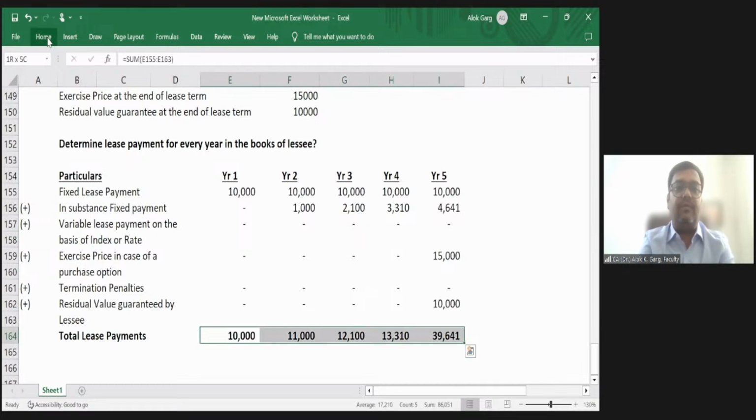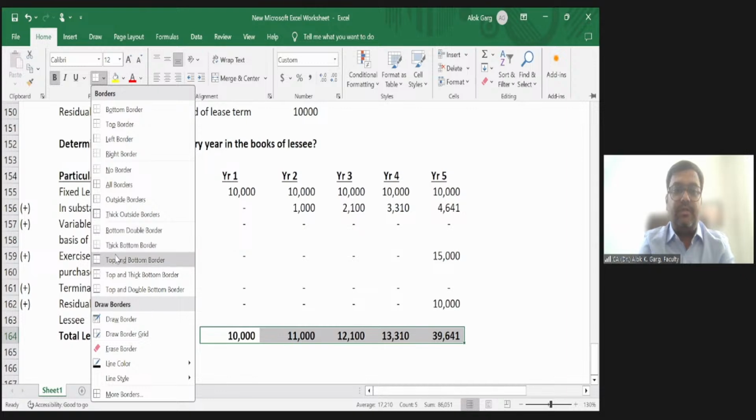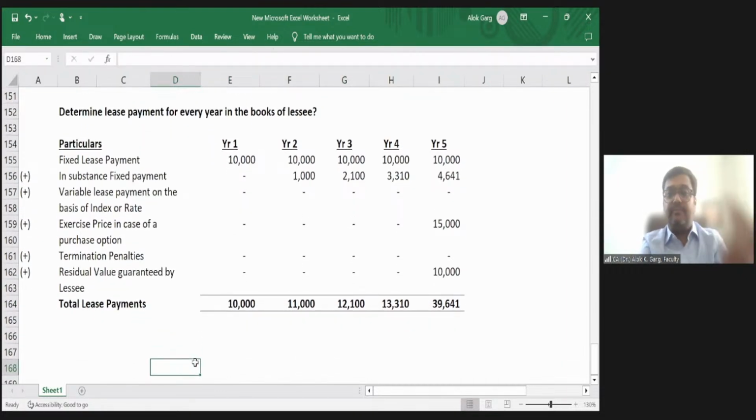Is it clear to all of you? With the help of this example, is it clear to all of you? This is how this total lease payment needs to be calculated, right? Is it clear to all of you? Clear or not clear? Is that clear? Yeah. I hope you found this example more useful and more fruitful in understanding, right?